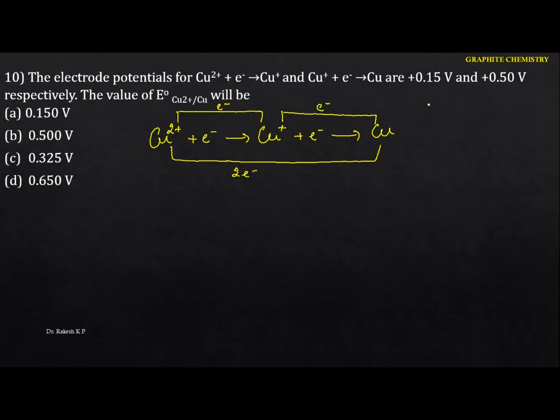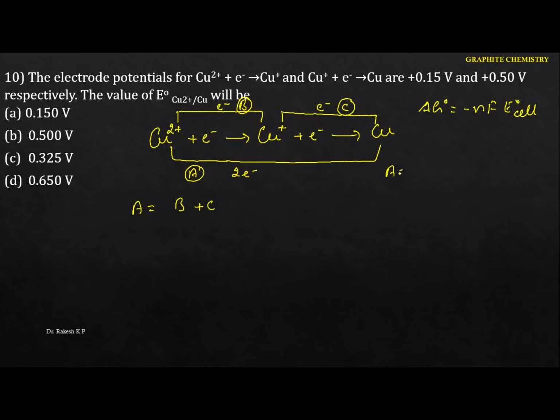Now we have to use this equation, delta G naught equal to minus nF into E naught cell. This is the most important one here. Let me write the sequence: Cu2 plus to Cu, I can take as A. Cu2 plus to Cu plus, I can take as B. And Cu plus to Cu, I can take as C. Let me write A is equal to B plus C.